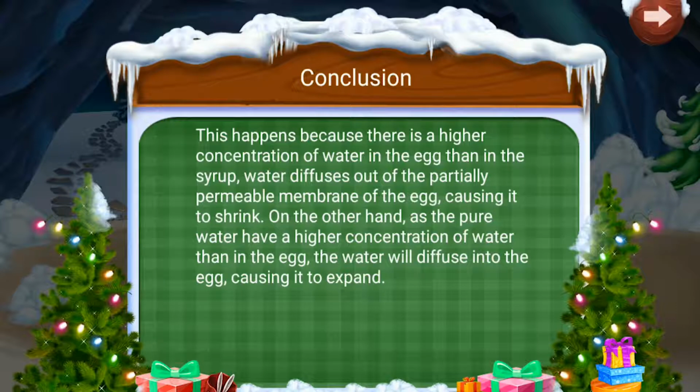Conclusion. This happens because there is a higher concentration of water in the egg than in the syrup. Water diffuses out of the partially permeable membrane of the egg, causing it to shrink. On the other hand, as the pure water has a higher concentration of water than in the egg, the water will diffuse into the egg, causing it to expand.